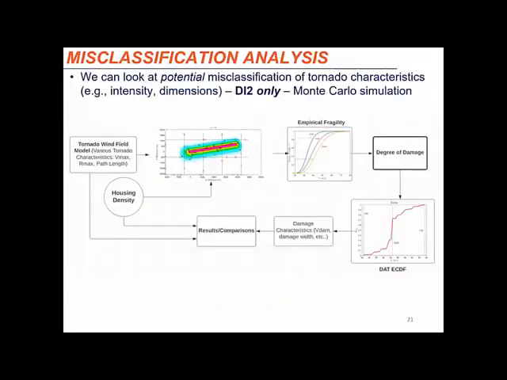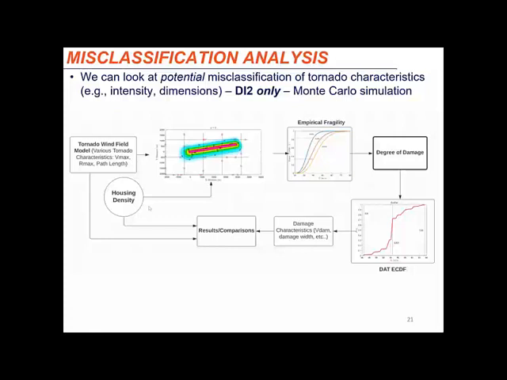So we're doing what we're calling misclassification analysis. We can look at potential misclassification of tornado characteristics looking at DI2, and this is really through Monte Carlo simulation. So I have a flow chart here. It might be a little busy, so bear with me as I step through this.